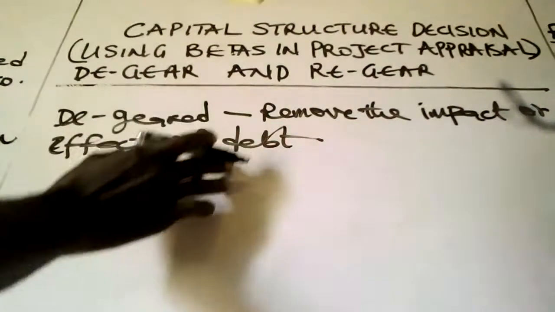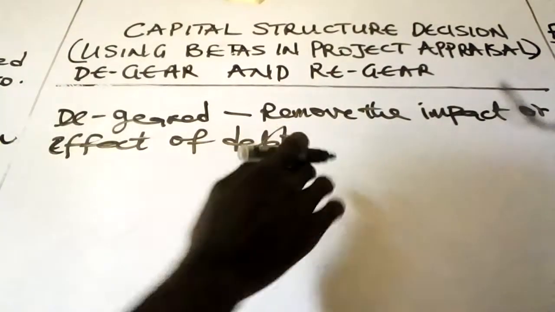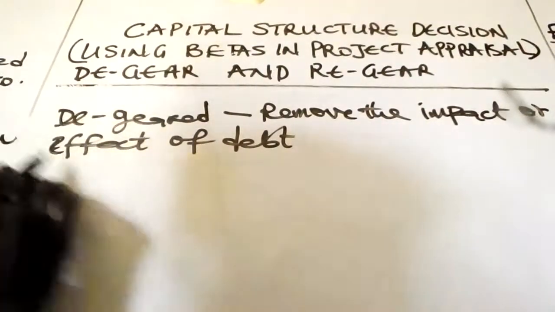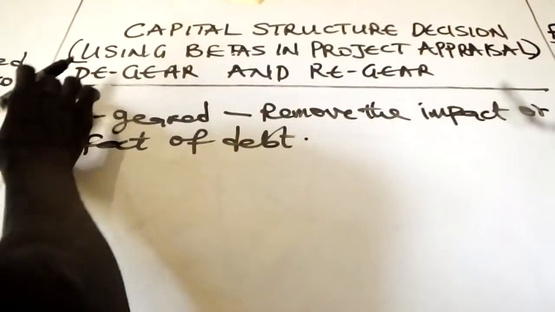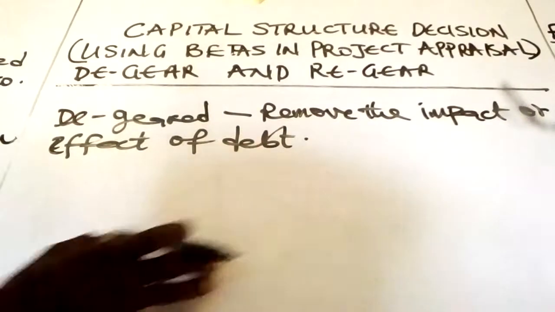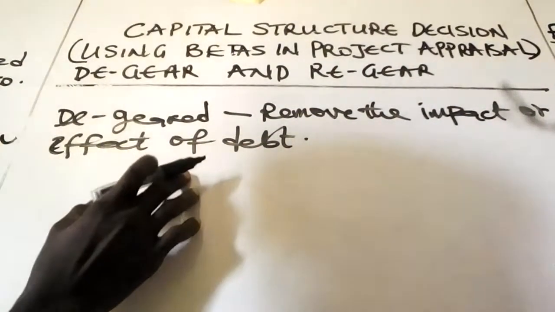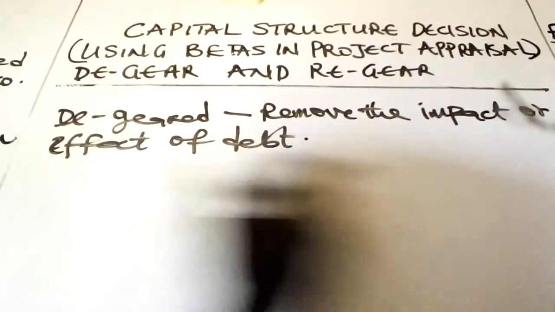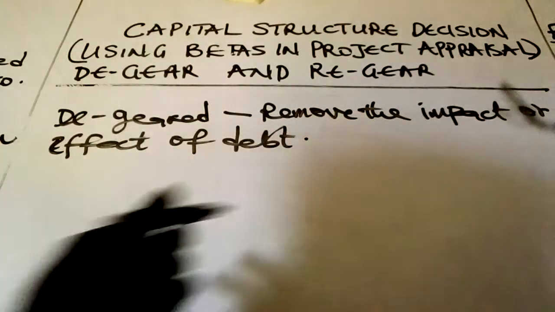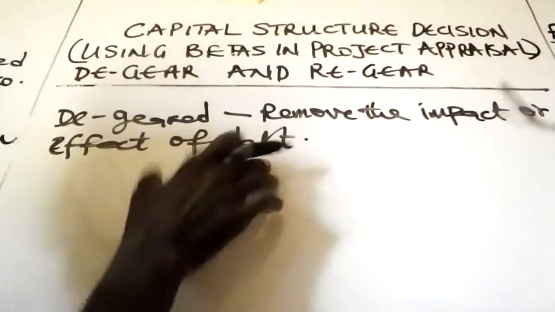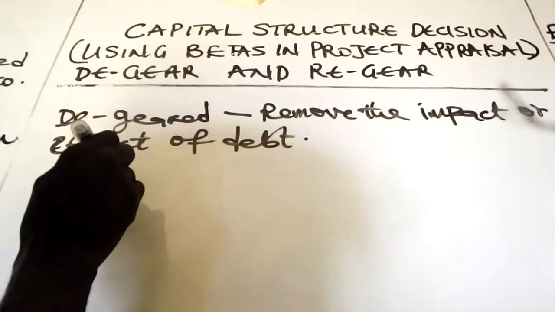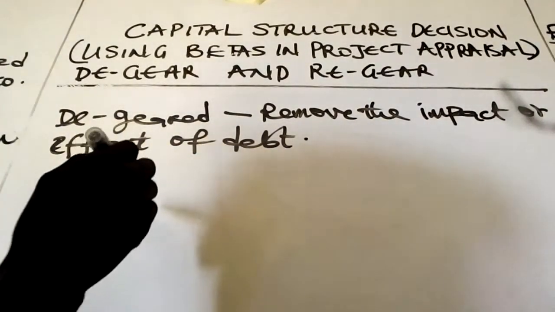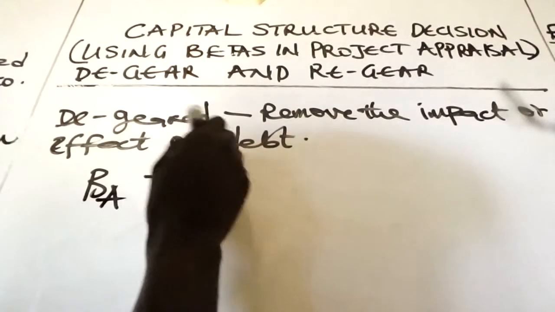When you degear a beta factor, that means you want to remove the impact of debt finance. When you remove the impact of the debt finance, then you'll be left with equity finance. Since the business is financed with a composition of both debt and equity, when you remove the debt component, then you'll be left with equity. When you degear a beta, you'll be left with the beta of the asset, that is asset beta.